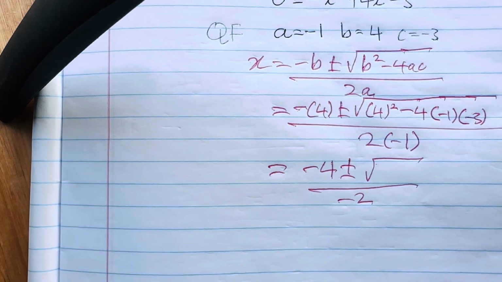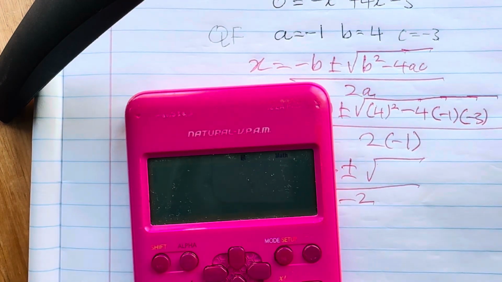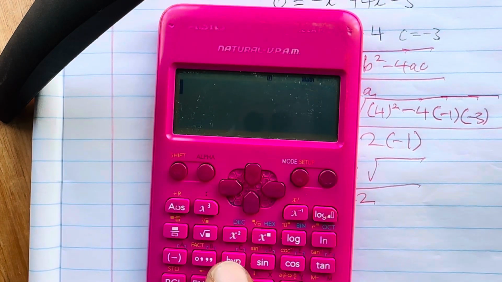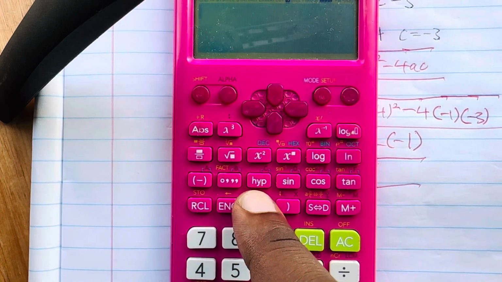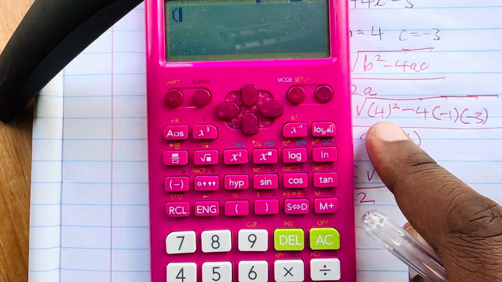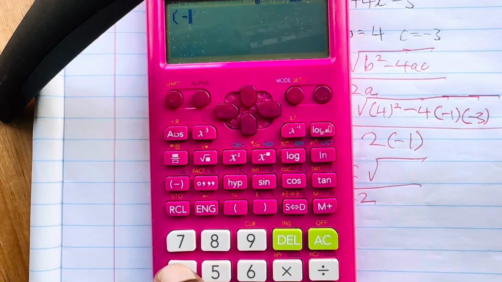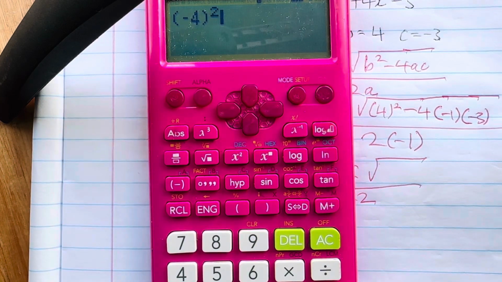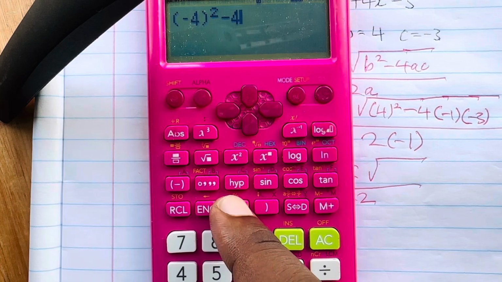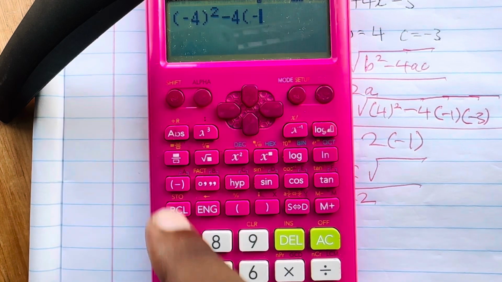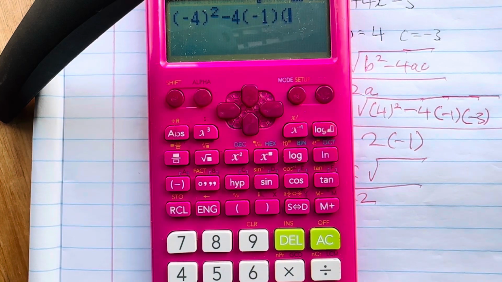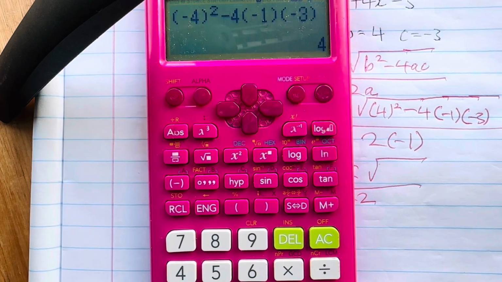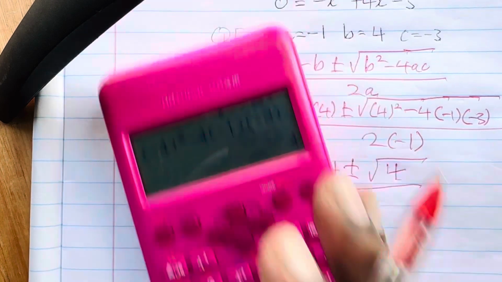Okay, let me just show you how to simplify what is under the radical sign. It's very important to show you that because some learners are struggling with that. We open the bracket: negative 4 all squared minus 4 into negative 1, close bracket, multiplied by negative 3, which we get 4 under the radical sign.